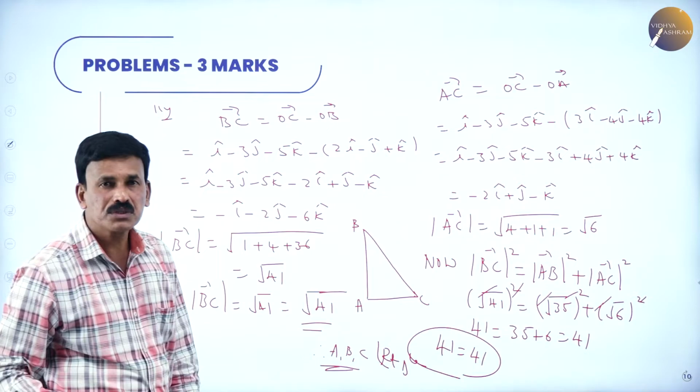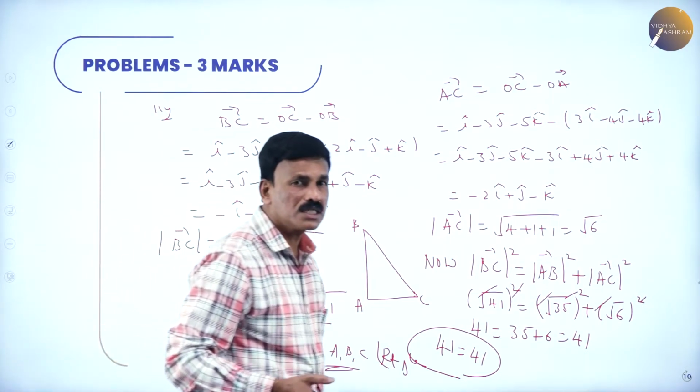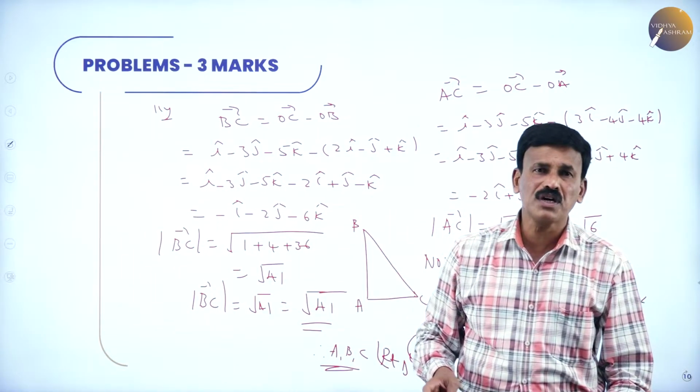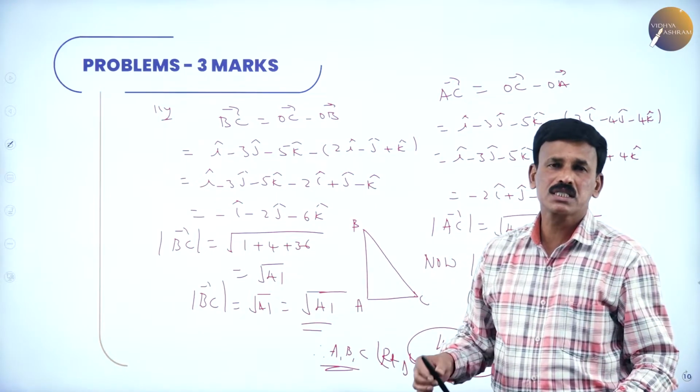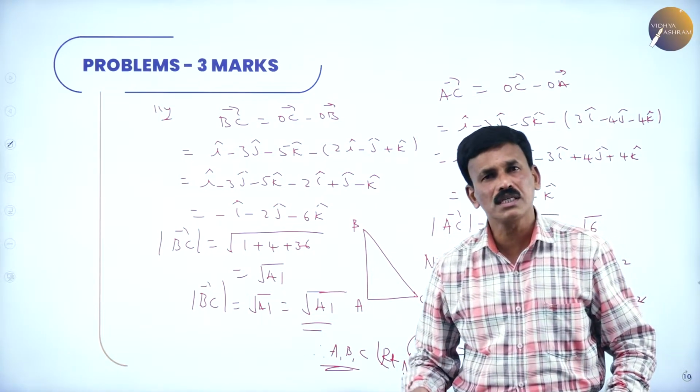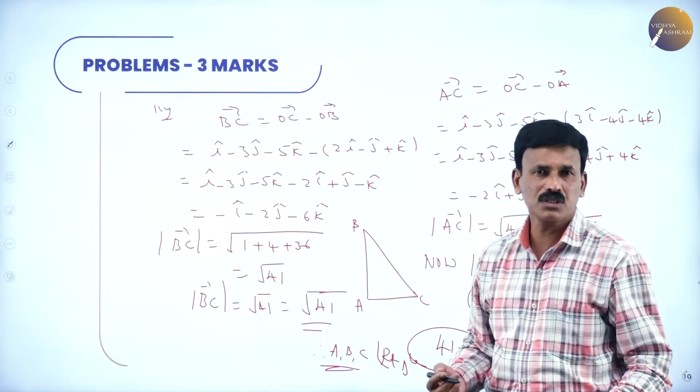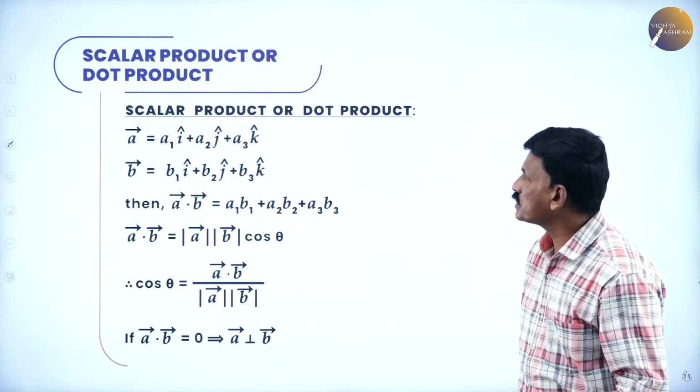Okay, very important. Suppose in the examination, if they ask about an isosceles triangle, just verify the length of two sides. If the lengths of two sides are equal, then it is an isosceles triangle. That's it. Okay. Now, let us come to the next concept.